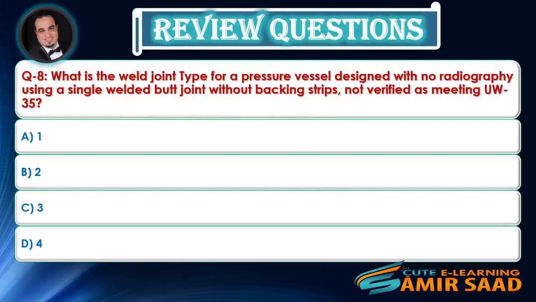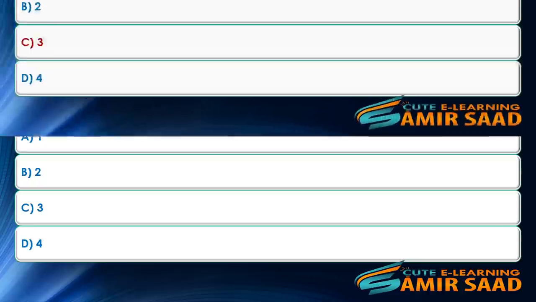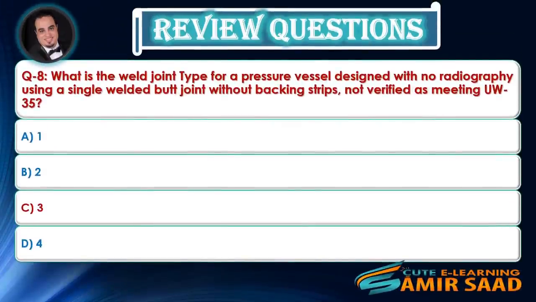Question number 8. What is the weld joint type for a pressure vessel designed with no radiography using a single welded butt joint without backing strips, not verified as meeting UW35? Answer is C.